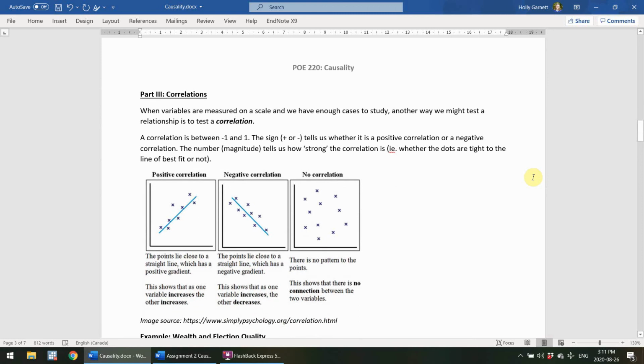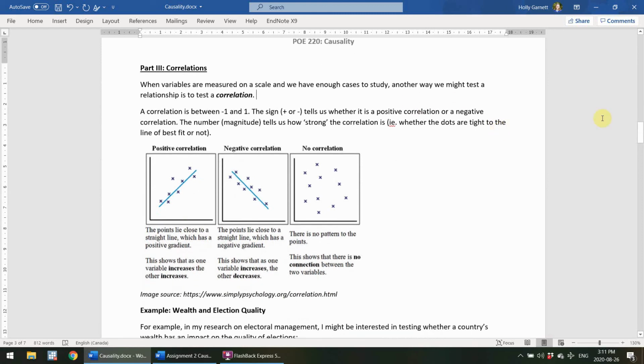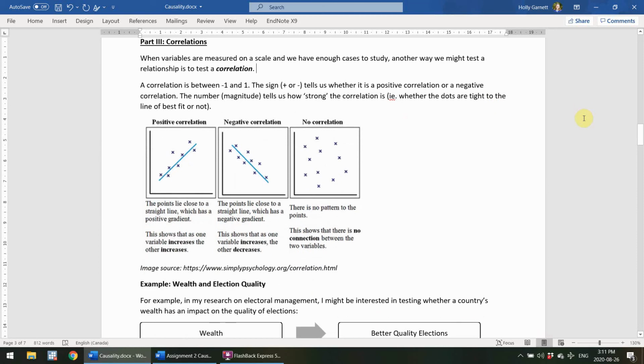Let's say we had more observations than just two. When variables are measured on a scale and we have enough cases to study, another way we might test a relationship is using a correlation. In the second last week of class, we'll look specifically at how you calculate a correlation. But we're just going to take a basic look now at the general structure of it.